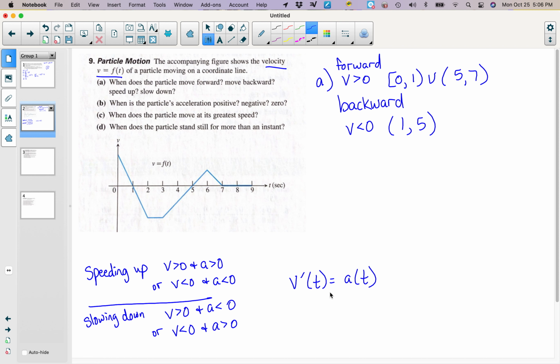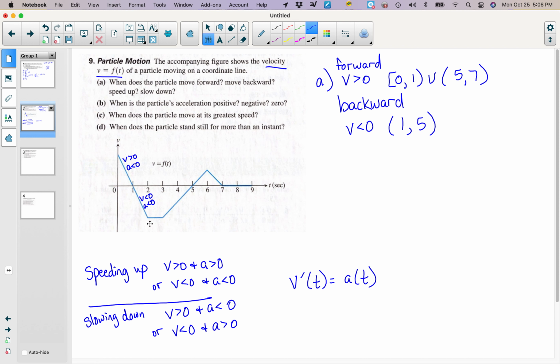So what that means is if we look at the slope of the line segments, that tells us the acceleration. Between 0 and 1, the velocity is positive, but notice I have a negative slope, which means the acceleration is negative. Between 1 and 2, the velocity is negative because I'm below the t-axis, and the acceleration is also negative because I have a negative slope.